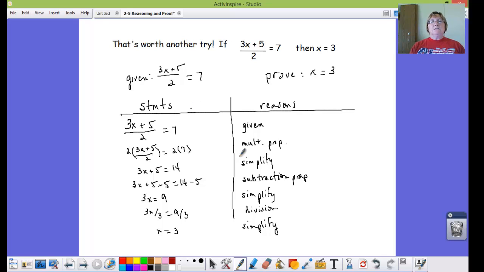I started out by using the multiplication property. Multiplied both sides by 2, because doing that, the 2's cancel. I then subtracted 5 from both sides. My goal is to get x by itself. So subtraction property. Finally, to get x alone, I divided both sides by 3 and simplified. And I'm sure that your proof looks much like that.